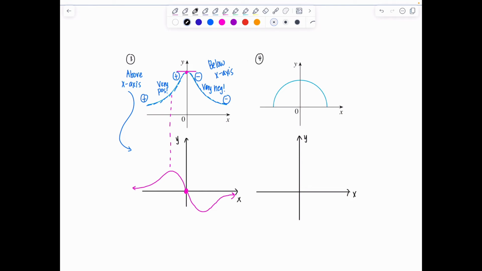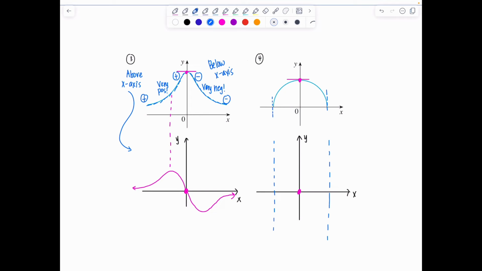Anywhere that we have a horizontal tangent? Yes, right here. Okay, so that means the graph of f prime will have an x-intercept right there. Now look at here. Can I even draw a tangent line? Not really. It's a vertical tangent. So that means our derivative is actually going to have a vertical asymptote right there. And similarly on this side, a vertical asymptote.